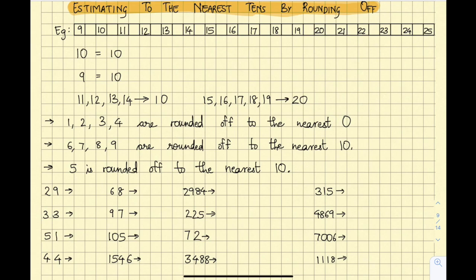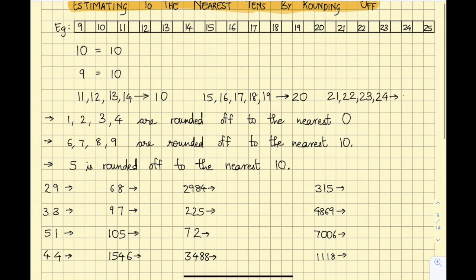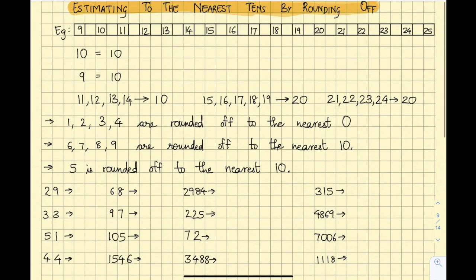Now if you see 21, 22, 23, 24, till 24, these numbers are closer to 20 as compared to 30. Though 30 is not written, if I had written it, 30 would have been farther compared to 20. Hence, the numbers 21, 22, 23 and 24 are rounded off to the nearest 10, that is 20.